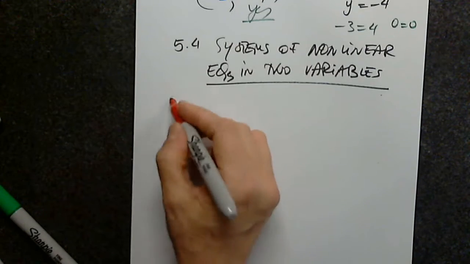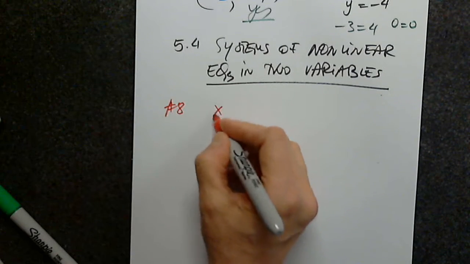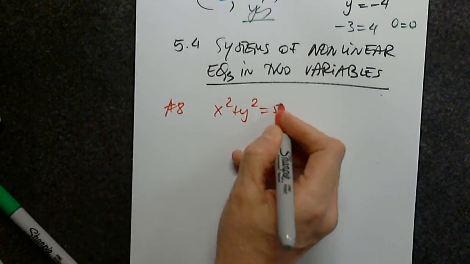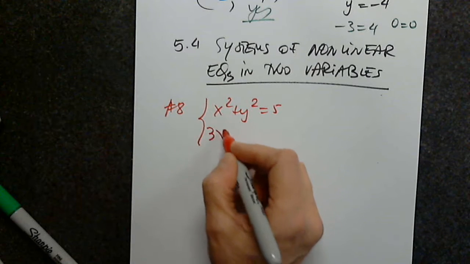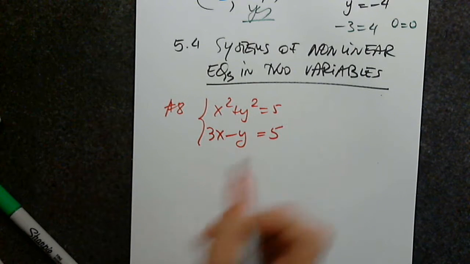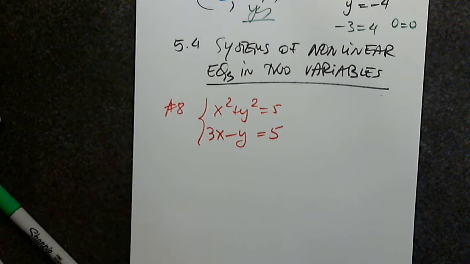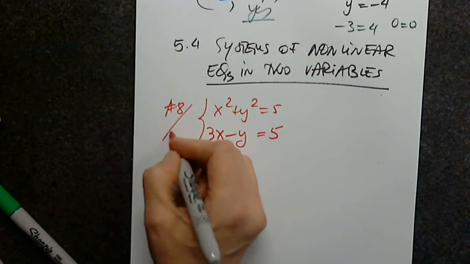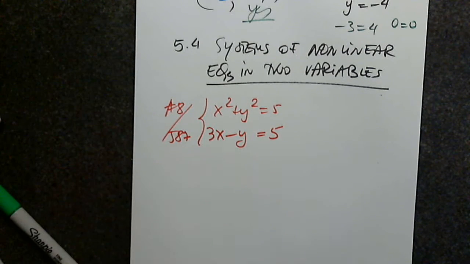Let's start with number 8. X squared plus y squared equals 5, and 3x minus y equals 5. The page number? Sorry about that. 587.